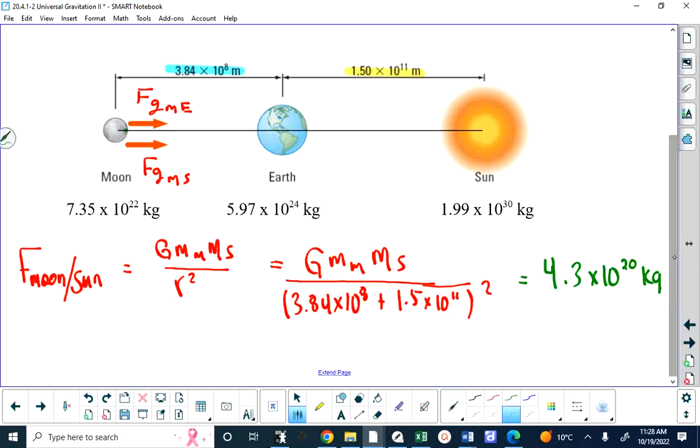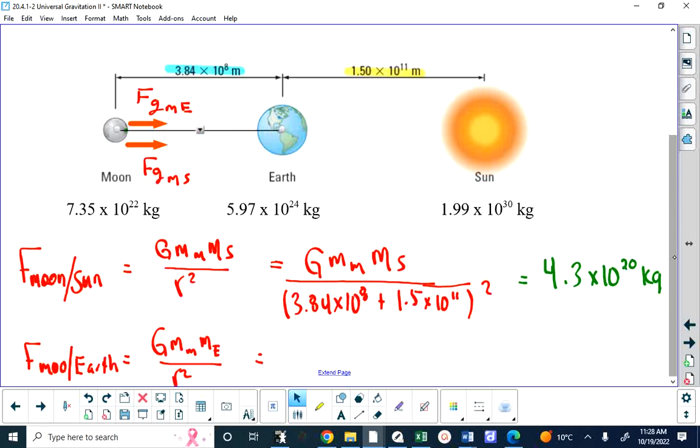All right, when you calculate the force due to gravity between the moon and the Earth, well, you're still going to use G, mass of the moon, but now it's mass of the Earth over the distance squared. And this time the distance that you're going to use is the distance between the center of the moon and the center of the Earth.